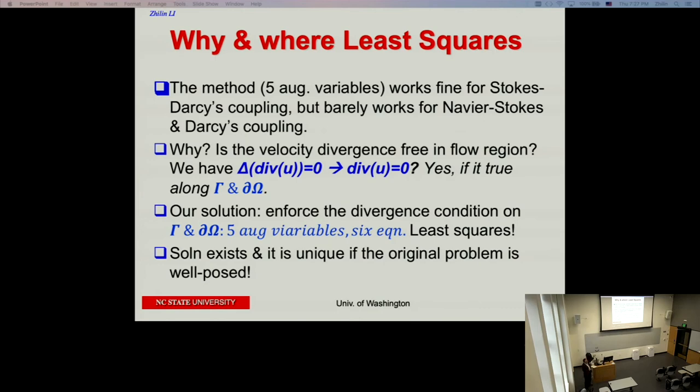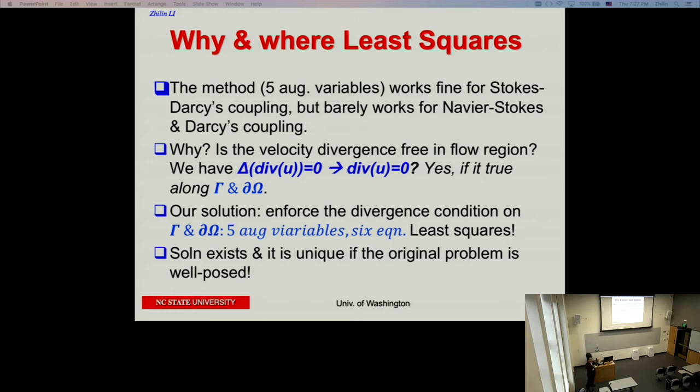I mentioned that for pressure, we only get the super linear. But if we apply this new idea, and we have a five equation, we have a six equation, what do we do? And how do we do it mathematically? You use least squares. That's how often we do.